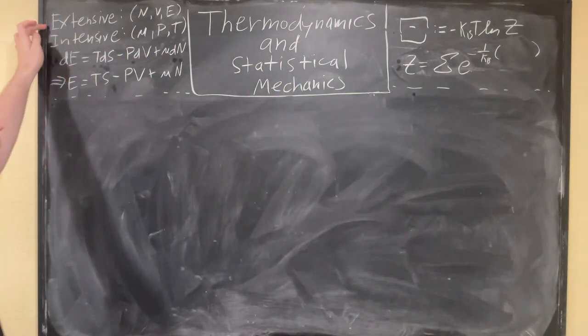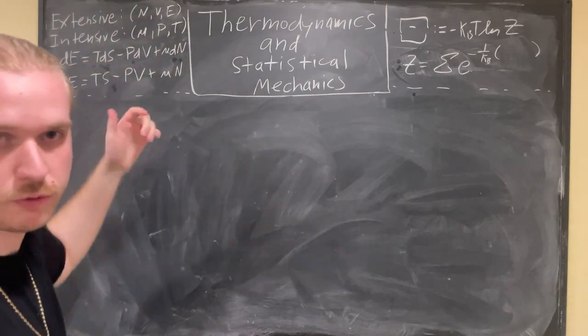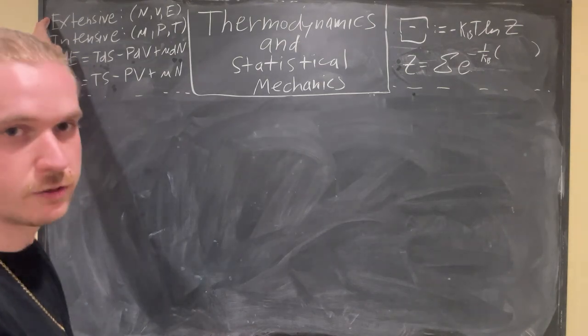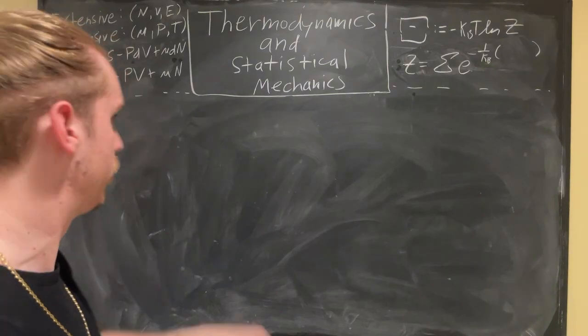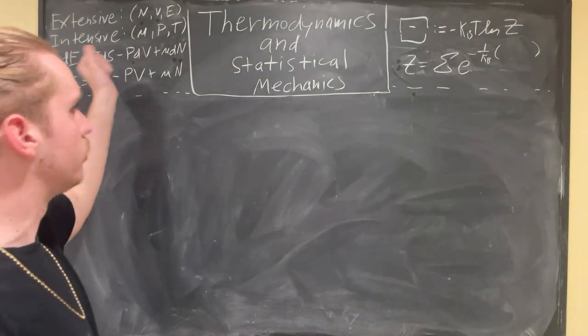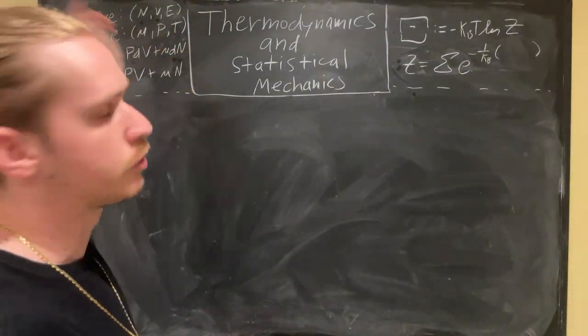know the difference between extensive and intensive variables, okay? So there's really only 6 total variables. So 3 of them are intensive and 3 of them are extensive. So the extensive ones depend on the size of the system. You can think of it that way. So number of particles, volume, and energy. And then the intensive variables don't depend on the size of the system. So like temperature, pressure, and then chemical potential as well.